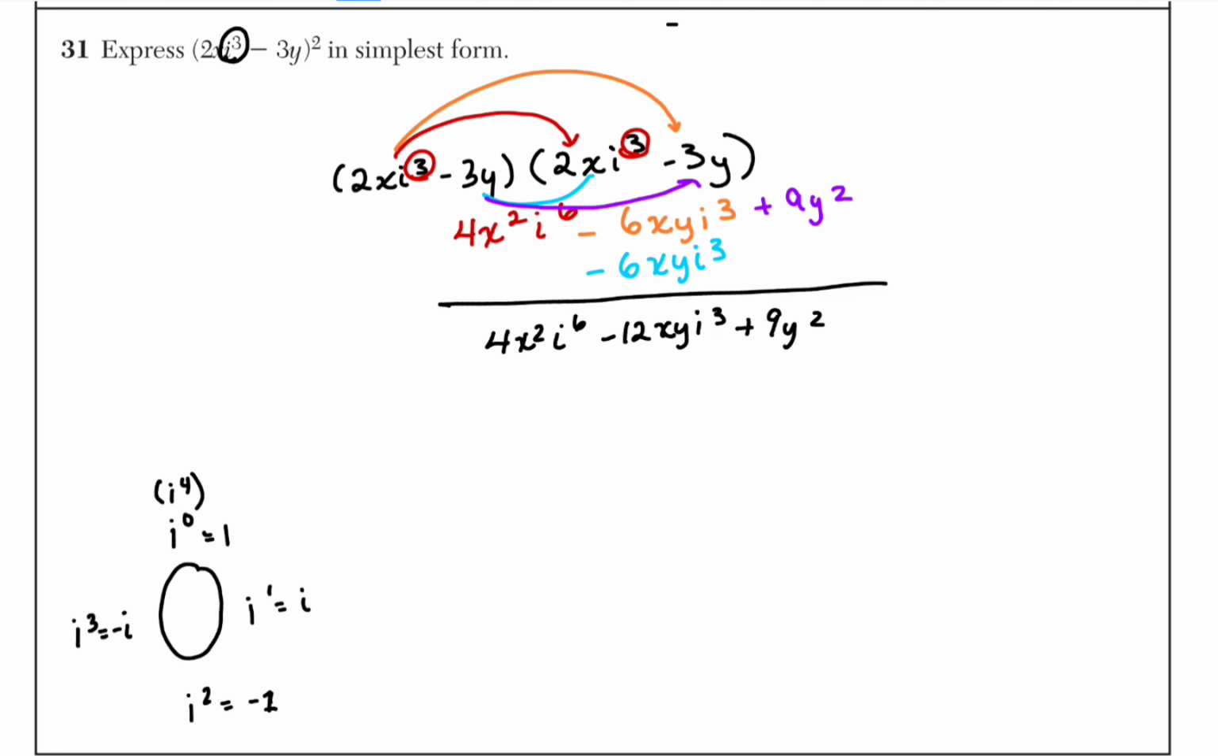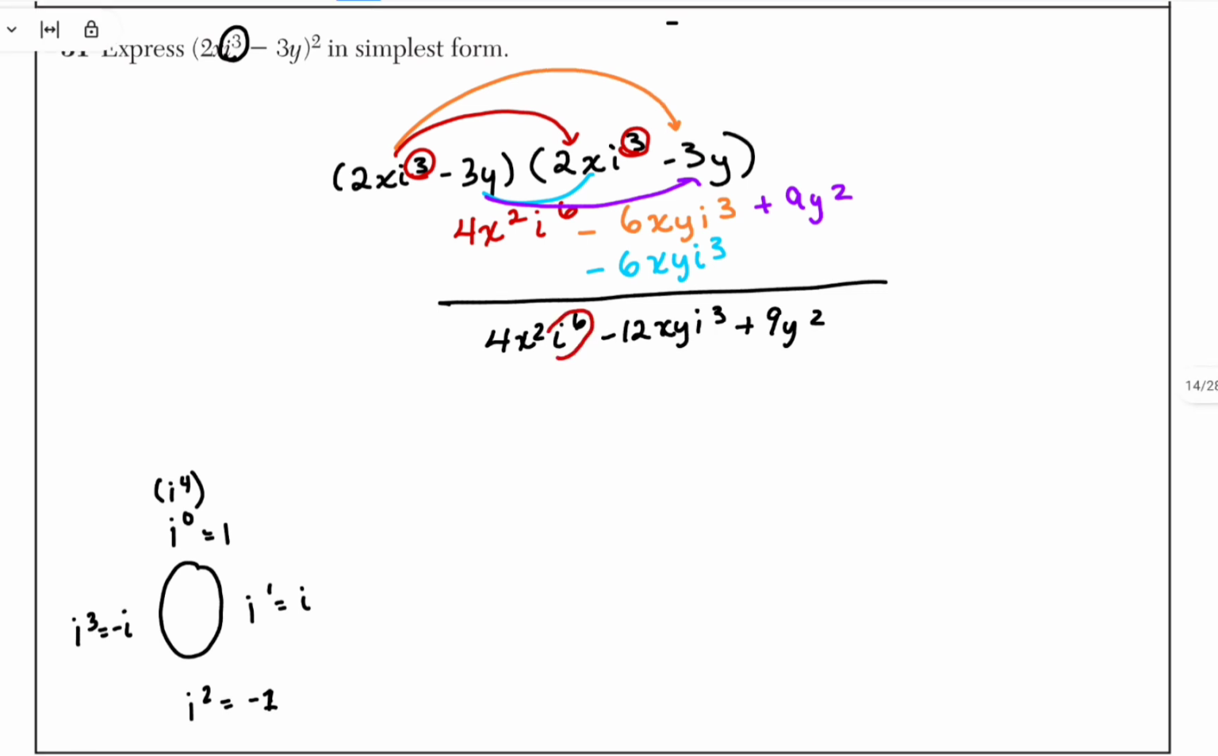Why? Because we can simplify our i to the 6 and our i cubed. i to the 6. If we go into our i circle, this is i to the 4th, this would be i to the 5, this would be i to the 6. So i to the 6 would be 4x squared times negative 1. Okay? And here, i cubed is negative i. So we have negative 12xy times negative i. And then we just bring down the 9y squared.